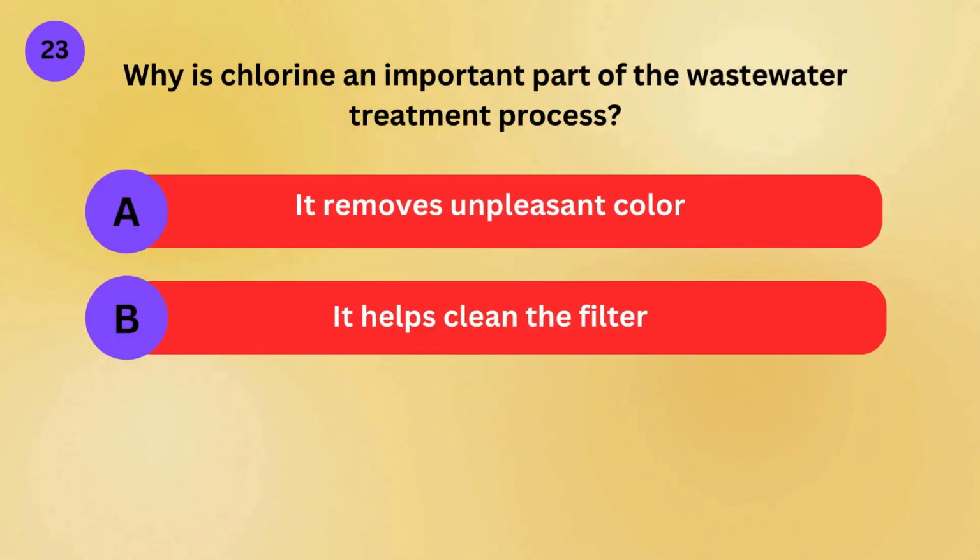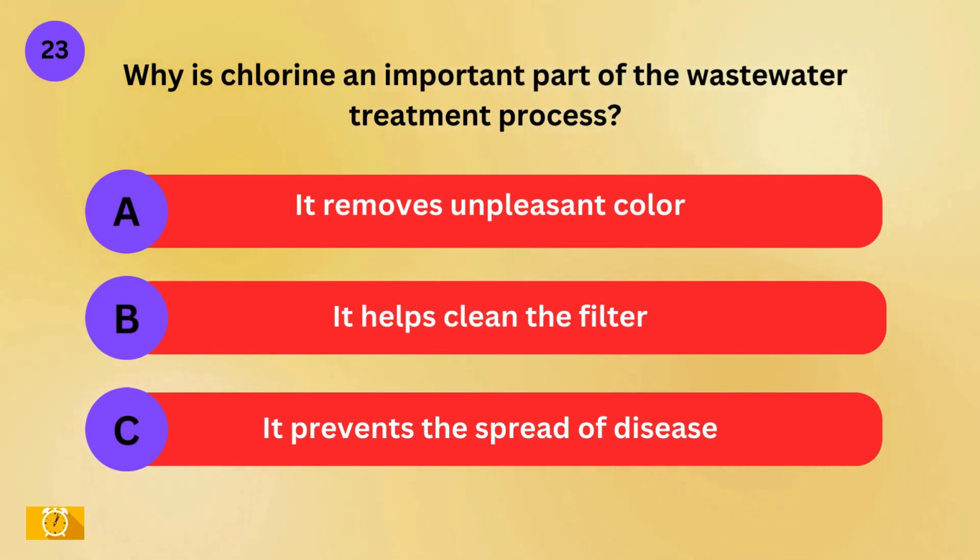Why is chlorine an important part of the wastewater treatment process? It removes unpleasant color. It helps clean the filter. It prevents the spread of disease.